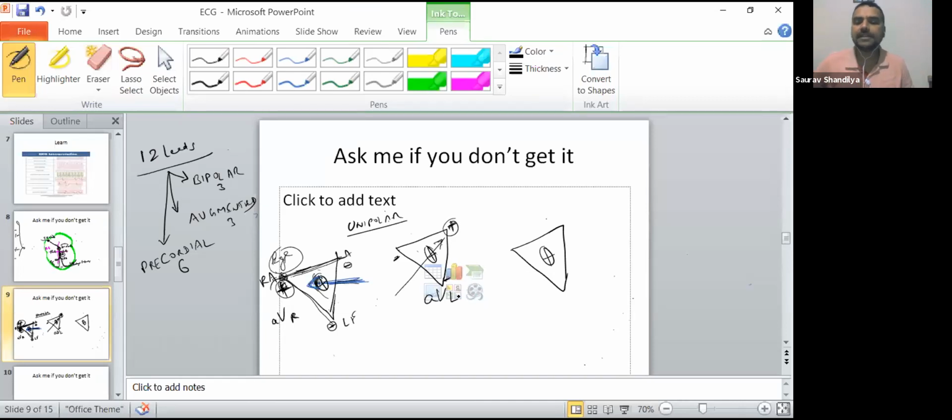Scientists have created a different lead. You don't have to do anything. The ECG does everything for you. Just try to understand how it happens.